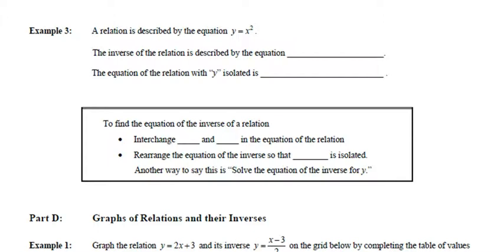A relation is described by the equation y equals x squared. The inverse is described by the equation x equals y squared, which then we isolate the y and we get y is equal to the square root of x. Well, not quite. Well, yes, but not completely. What are you missing? Plus or minus.